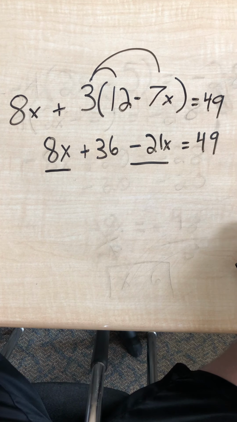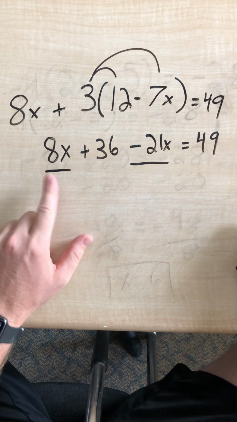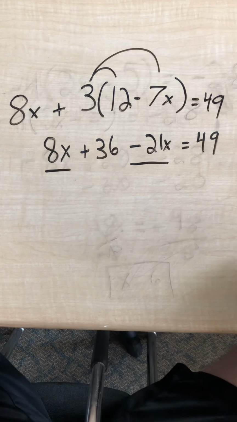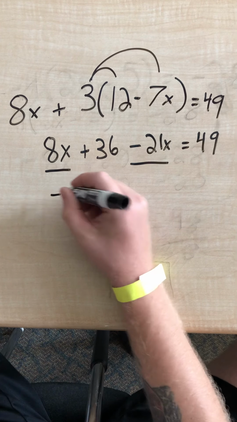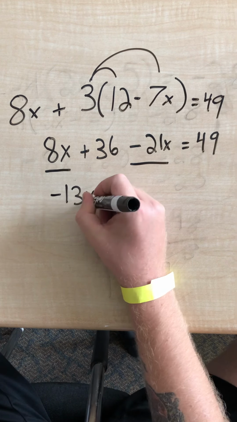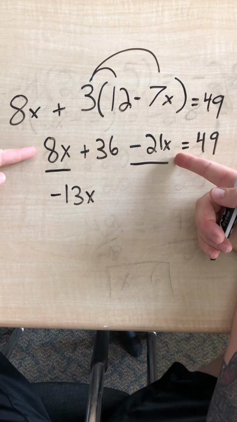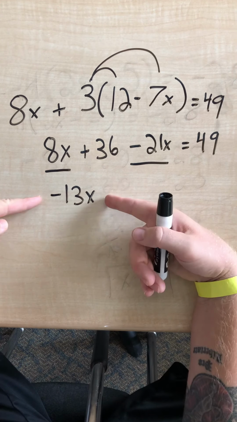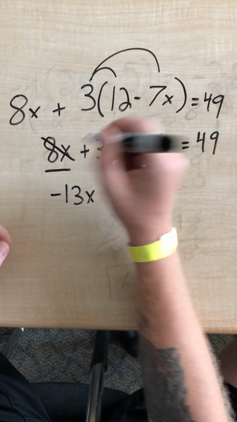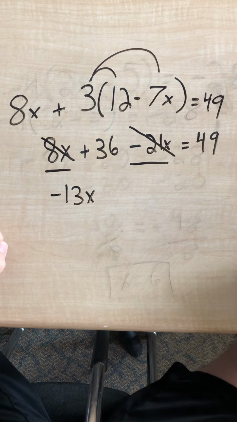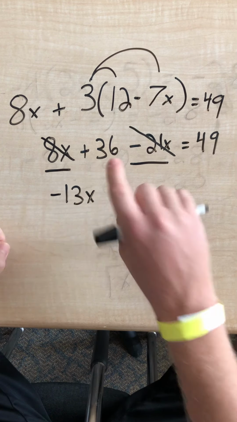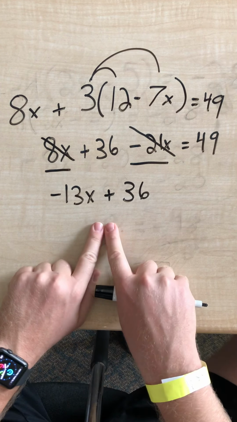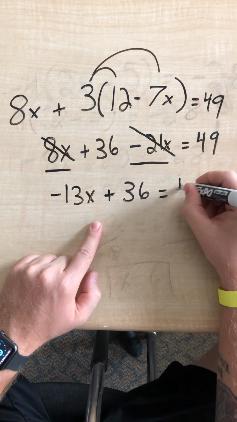All right, so here we go. 8x, that's a positive 8, 8 in the positive direction, minus 21. That is negative 13x. All I did was combine these two, 8x minus 21x. 8 in the positive, 21 in the negative gives us negative 13x. Once I'm done with those like terms, I like to cross them out because I'm done with them. Now look, all that's left is that positive 36. That doesn't change. And look, there's no more like terms. Perfect. We are done with step 2.